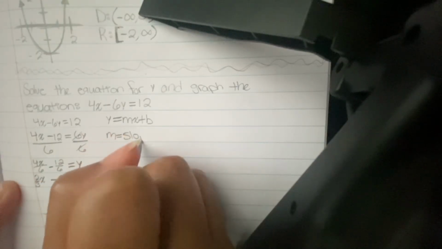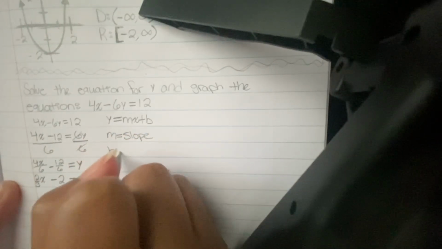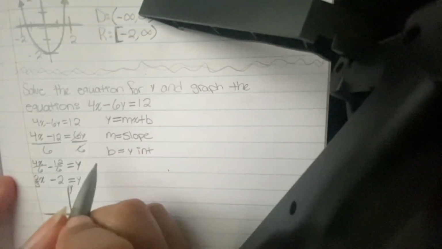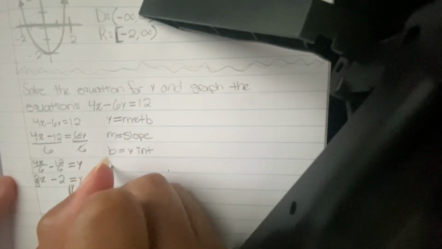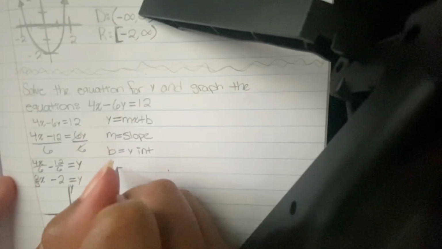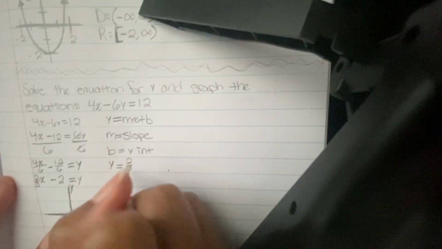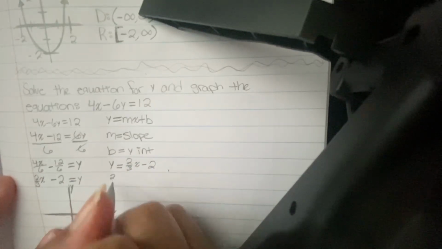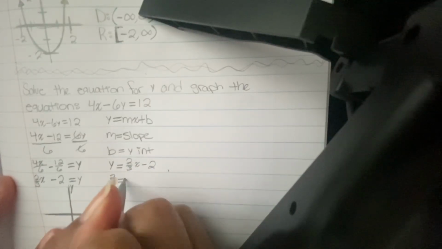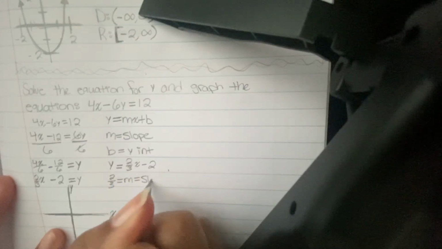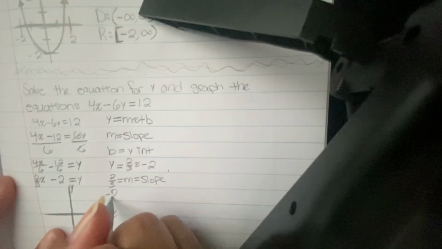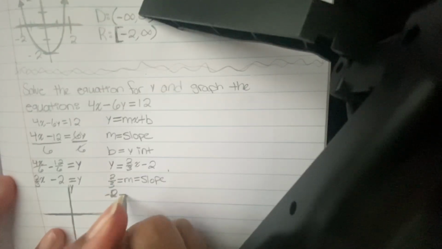Now, according to the equation, y equals mx plus b, where m is equal to your slope and b is equal to your y-intercept. That means that in our equation right here, y equals 2/3 x minus 2, 2/3 is m, which is the slope, and -2 is b, which is our y-intercept.